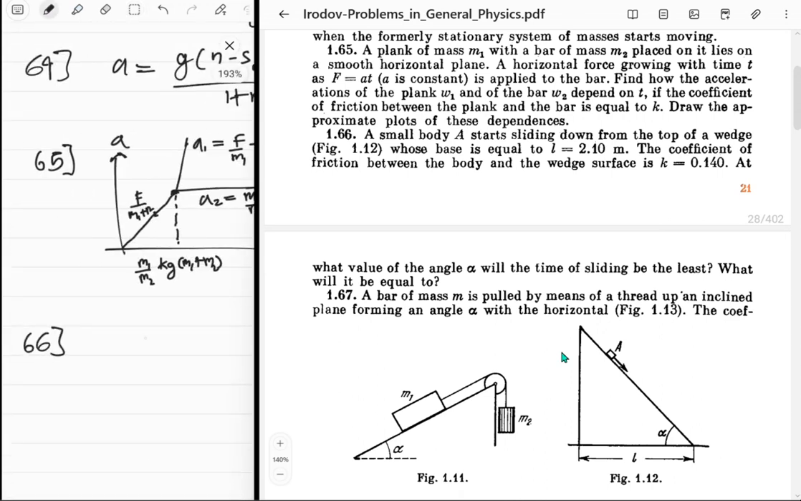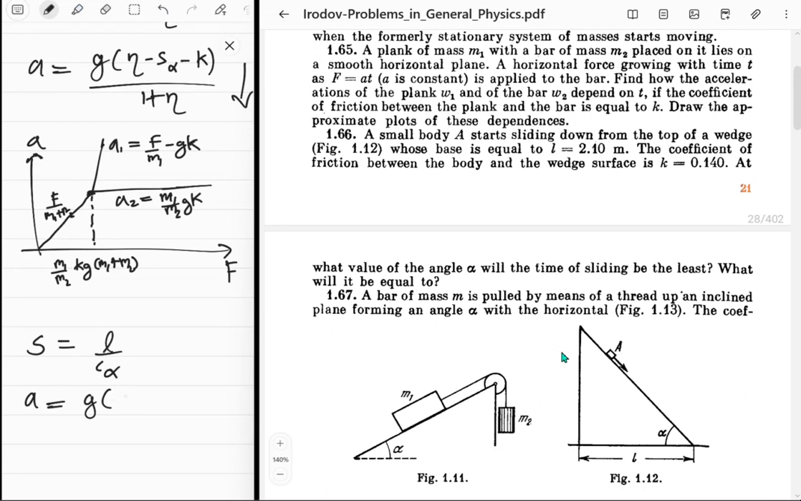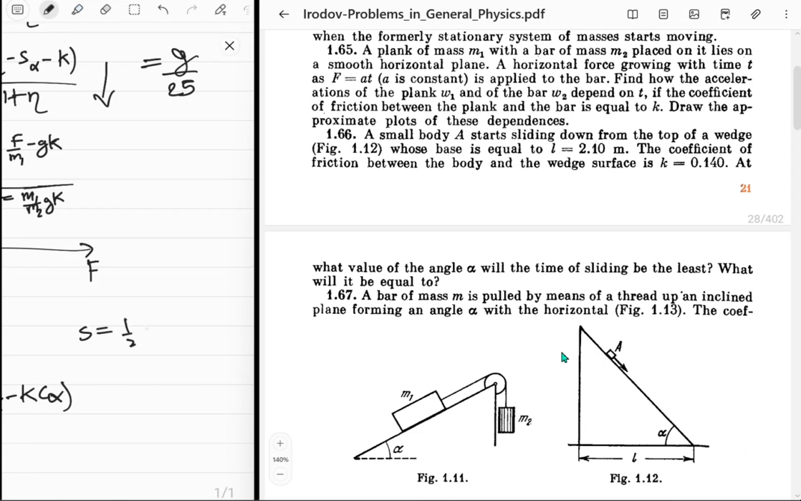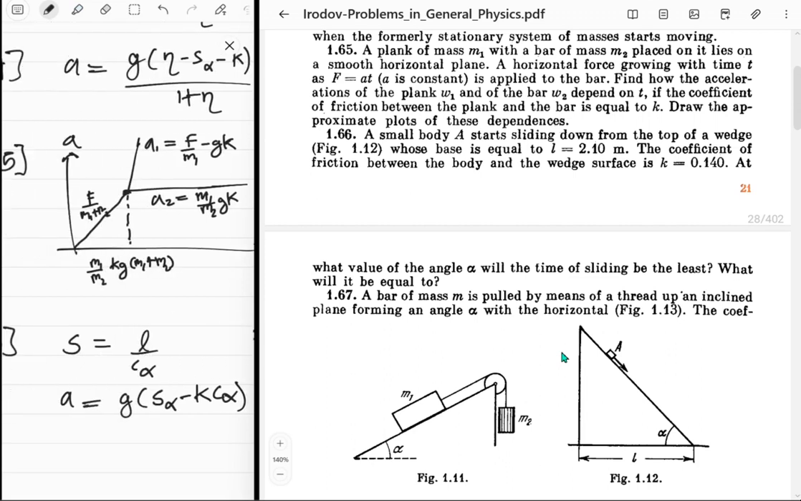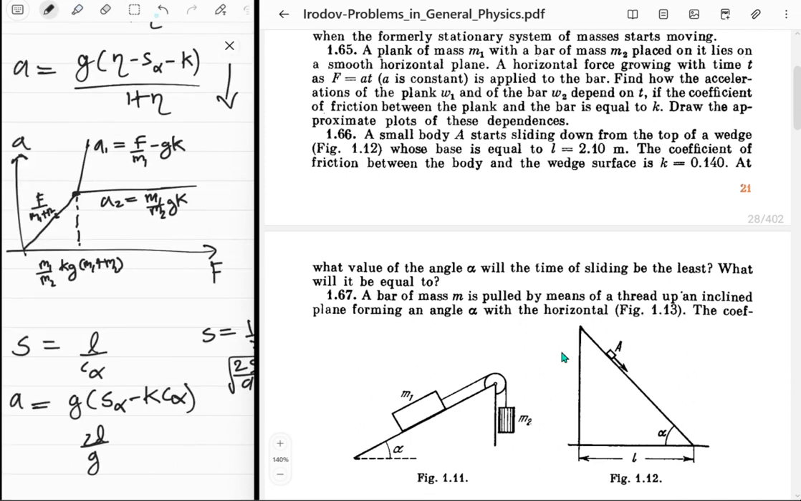So acceleration, we got it. Our displacement, that will just be L upon cosine alpha. Our acceleration is equal to G times sine alpha minus K cosine alpha. Now we want to find a time. So S equal to half AT squared. It's like 2S upon A, square root of that, that's our time. So 2L upon G. Oh, you gotta divide by A, sorry. Yes, we are in fact doing that. So cosine alpha into sine alpha minus K cosine alpha. Cool. Square root of this thing, that's our time required.